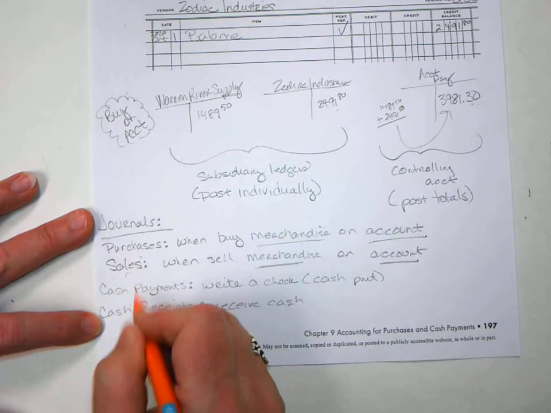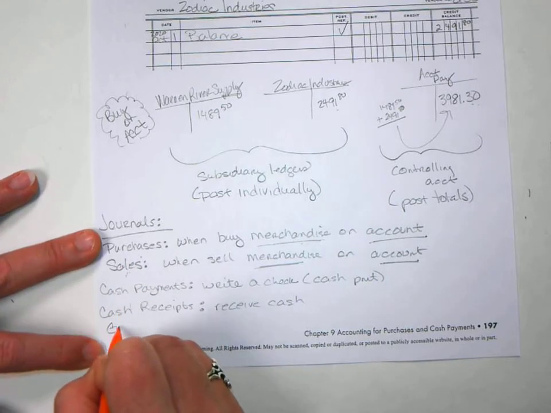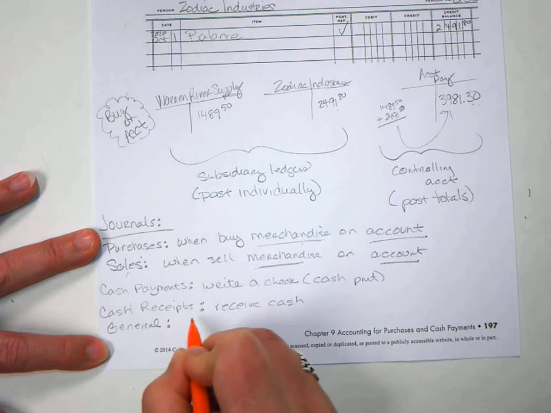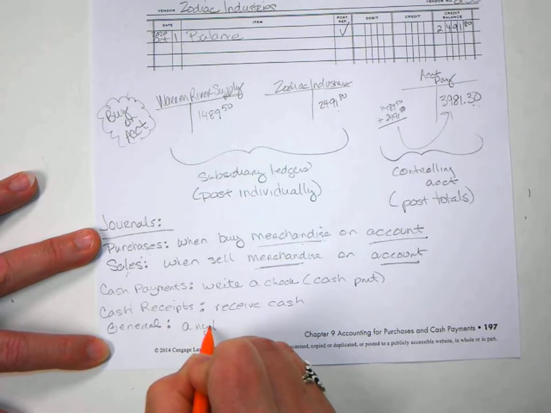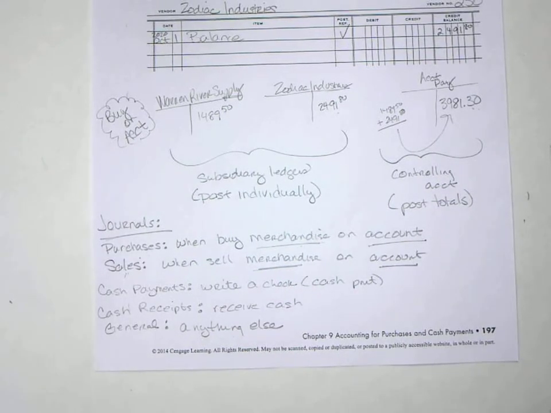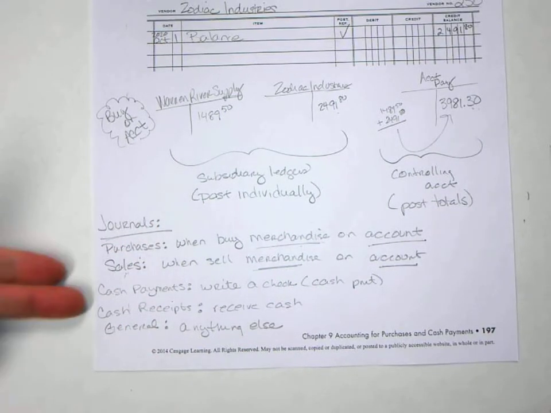And then if it doesn't fit in any of these four, we still have our general journal. And this is anything else. Okay, it's kind of our catch-all. So we have a place to put it if it doesn't fit into one of these four.